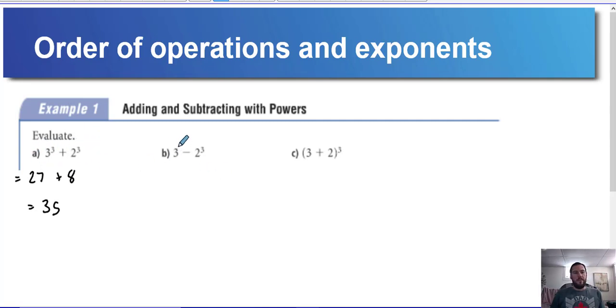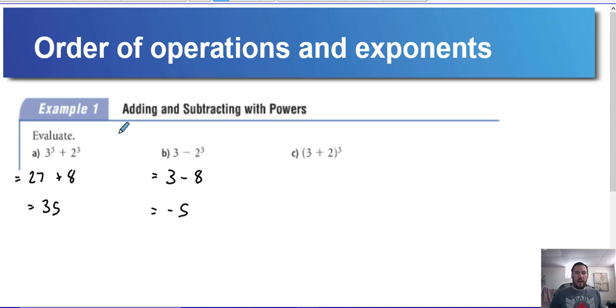Okay, part B. Now the 3 minus 2 is put to the power 3. So again, be careful, right? We are not saying we're going to do 3 minus 2 first and then put it to the power 3. Order of operations tells us to do the 2 to the power 3 first, which is 8, and then we do the subtraction. So 3 minus 8 is -5.